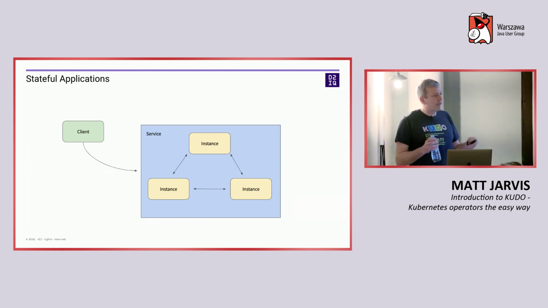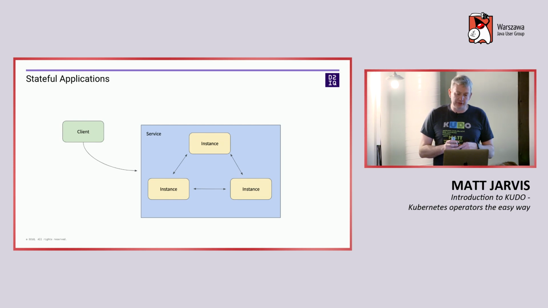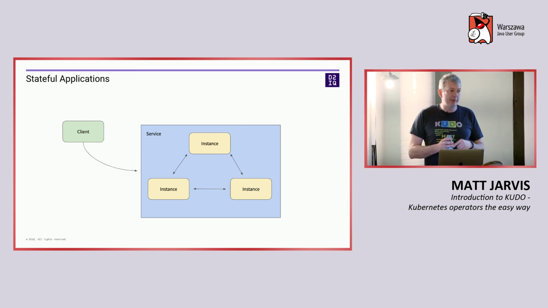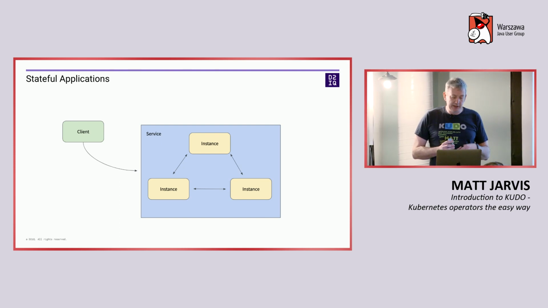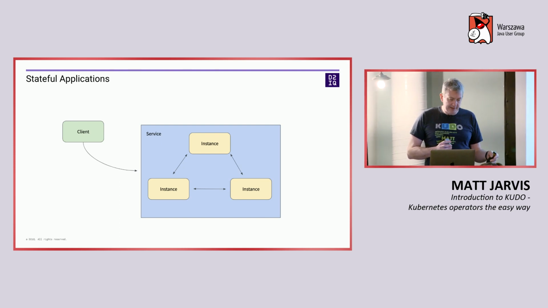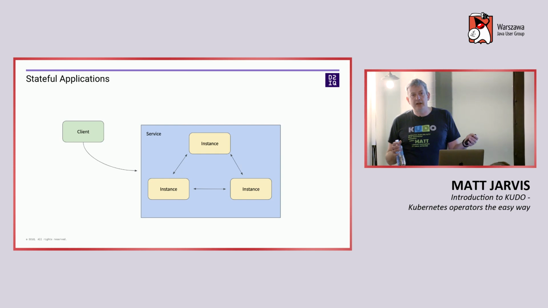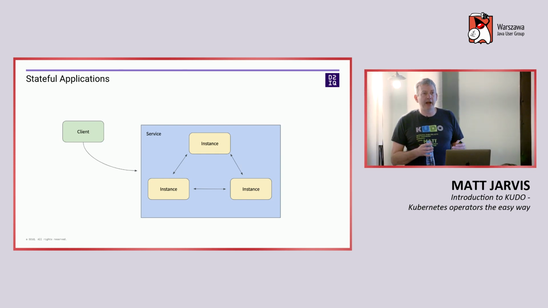We might need to wait for data to rebalance, for example, or there might be multiple steps involved in an upgrade operation. And that applies not just to upgrading, but also to scaling, how we scale them up, how we scale them down, and failure scenarios. What do we do when things go wrong with them?